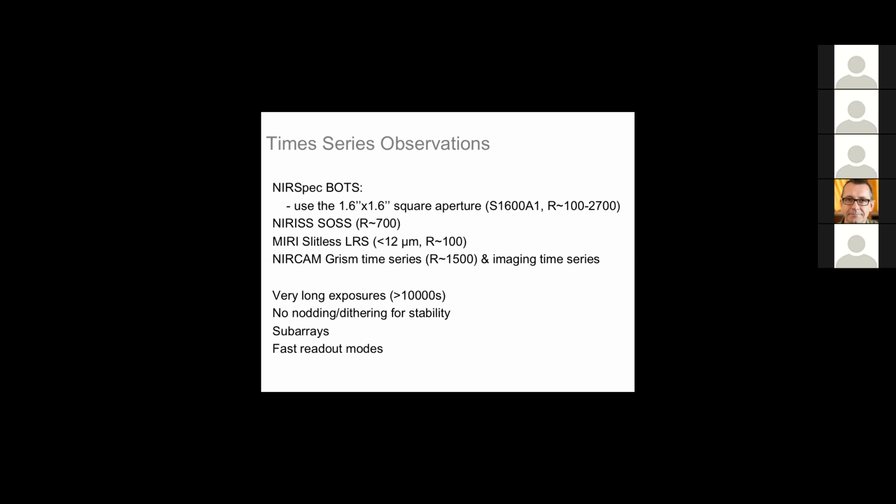The time series observations on JWST allow very long exposures, longer than 10 kiloseconds. But you have to keep in mind that the high gain antenna might move during such a long observation, and you might notice this movement in your data. Of course, jittering and nodding are not allowed for TSOs. And dedicated subarrays and fast readout modes have been designed to allow a very high frame rate for time series observations.